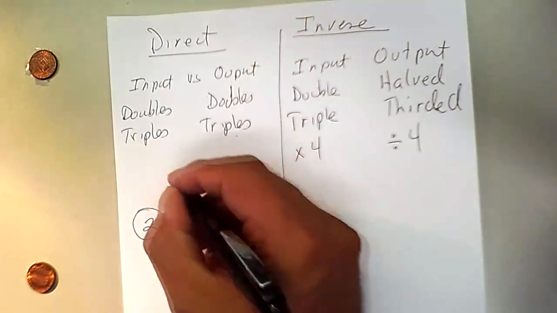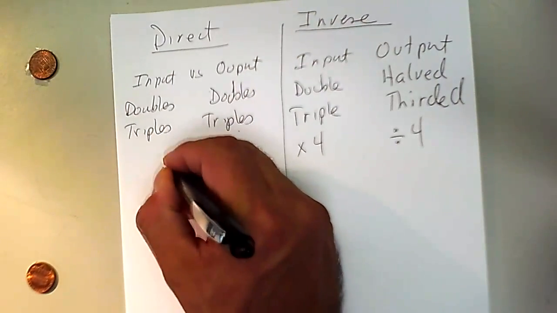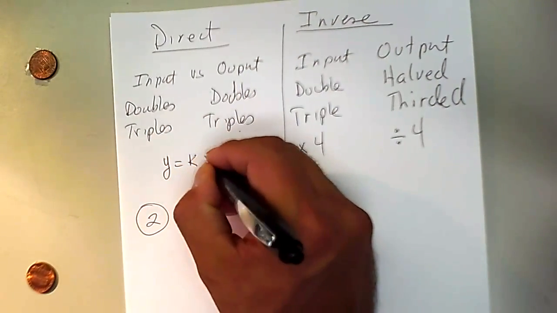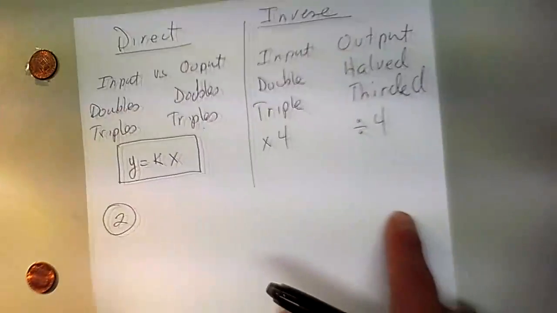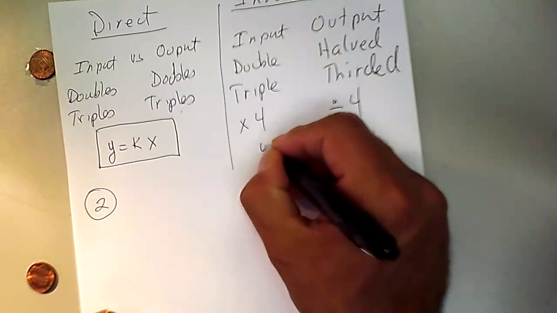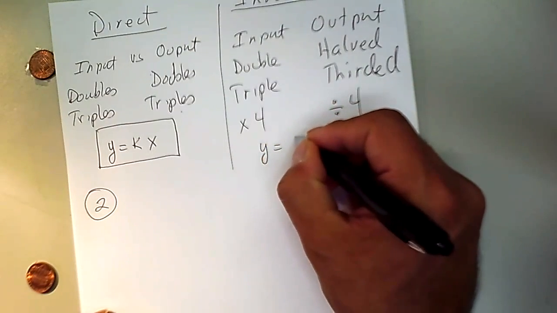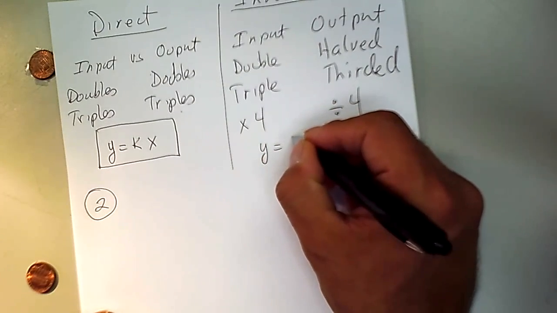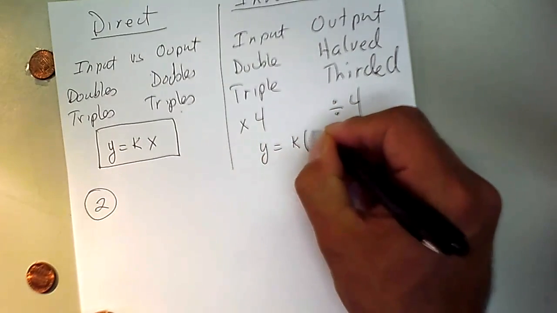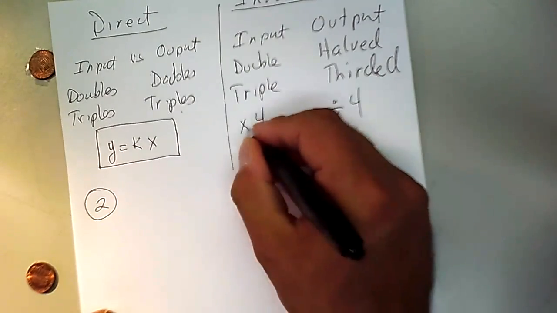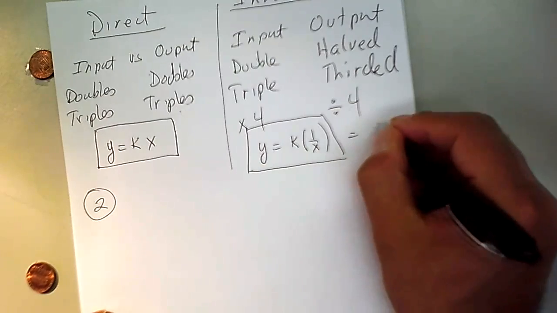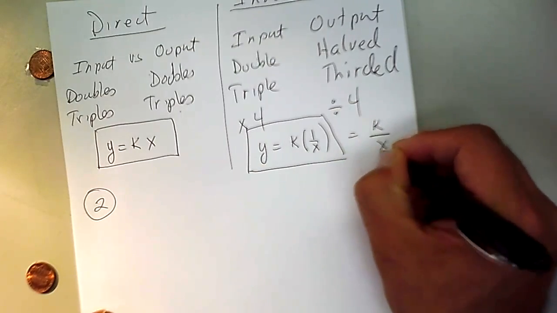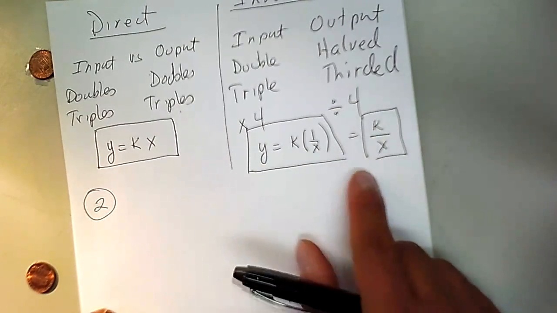Well, let me tell you more about this. In direct variation, we have y equals some constant times the input. That is the basic equation of direct variation. In indirect variation, on the other hand, there are a couple of ways to write this down: y equals k times 1 over x. Although a lot of people rewrite this as k over x, a constant over x.